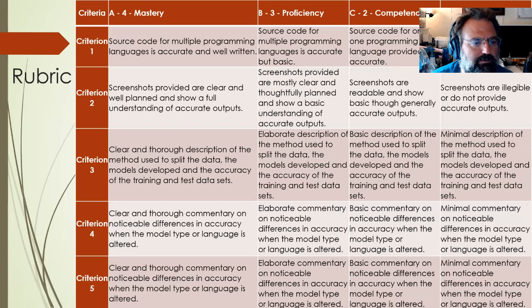That shows a full understanding of accurate outputs, a clear and thorough description of the method used to split the data, the models developed, and accuracy of training and test data sets, and then a clear and thorough commentary on noticeable differences in accuracy when the model type or language is altered. So either I copied the same thing twice or there is a mistake in the rubric, so do double check me. I'm presenting this for convenience. Don't assume that I got it totally right.